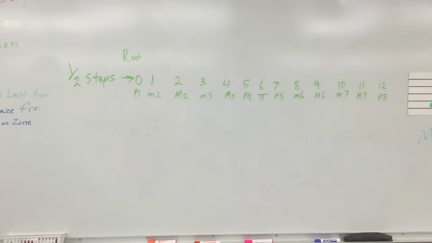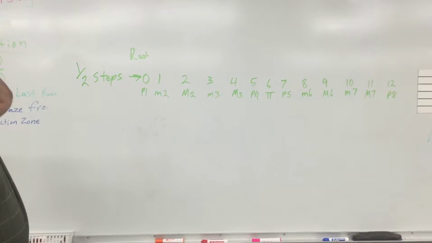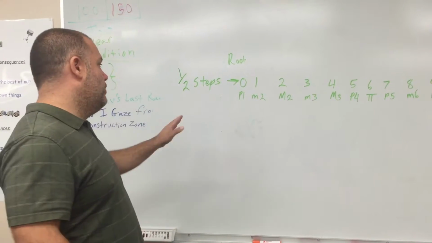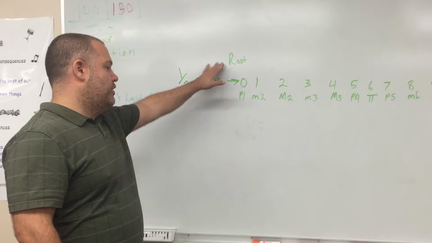All right, Jared, so the best way to do this is don't think of the lines and spaces. I want you to think half steps. So half steps starting from the root.